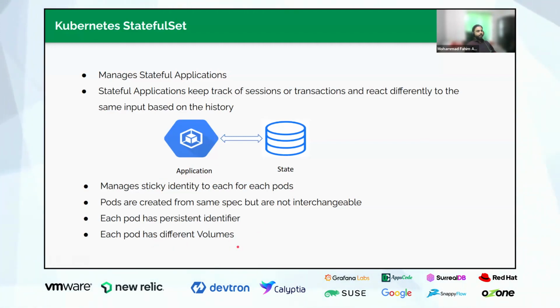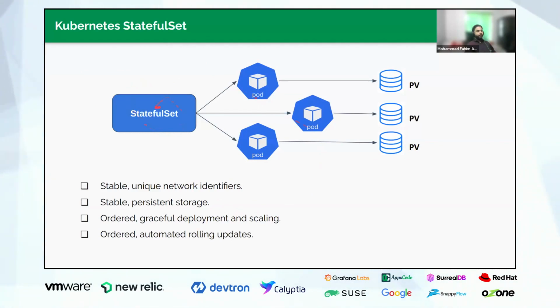Then each pod can have different volumes. If you see the diagram here, this is a StatefulSet. It creates 3 different pods. Each of the pods has its own persistent volume, so each pod can keep its own data in its persistent volume. Also, we can call this pod 0, we can call this pod 1, and we can call this pod 2. And this identifier will always be the same until the StatefulSet exists. So it is very important for running databases on Kubernetes.